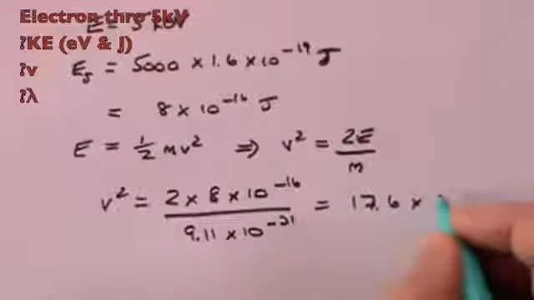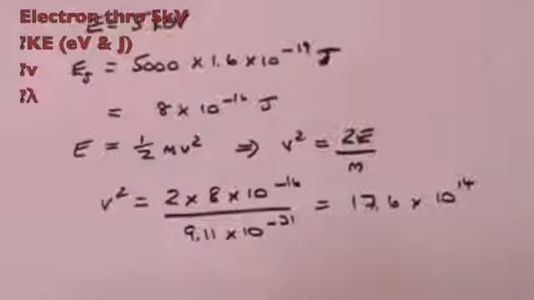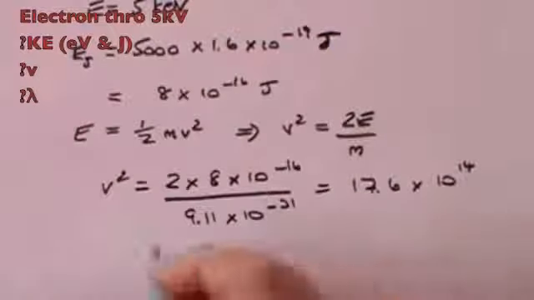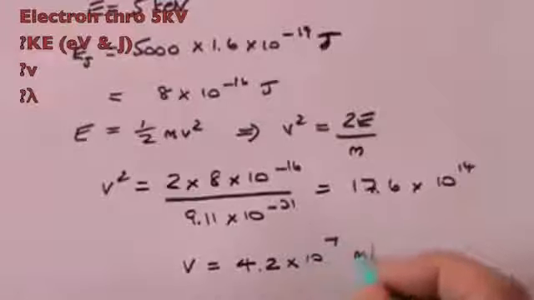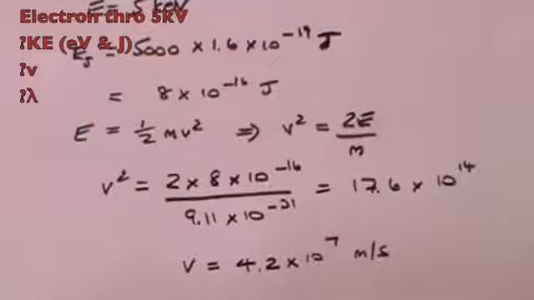And that gives you 17.6 times 10 to the 14. But of course that's V squared. So that means that V is equal to 4.2 approximately times 10 to the 7 meters per second.